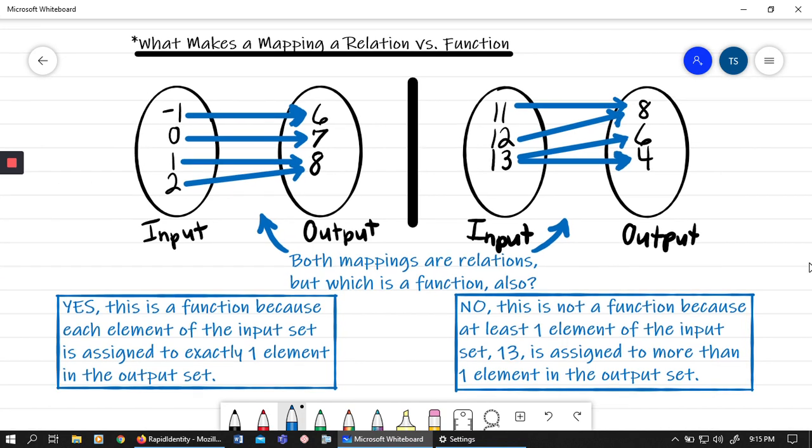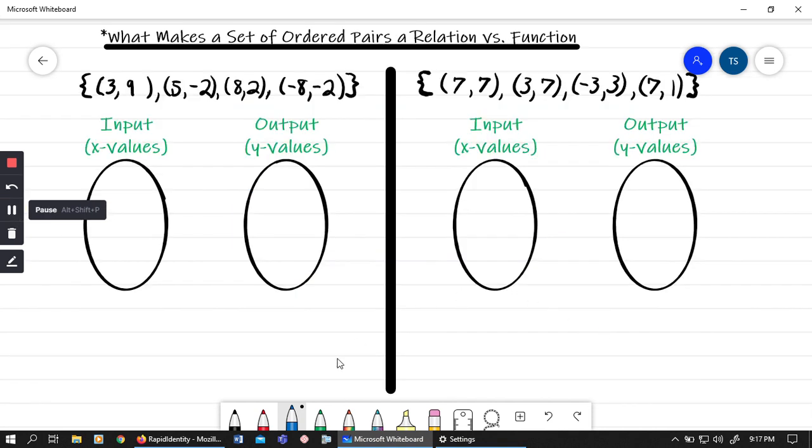So next up, we're going to take a little look at ordered pairs. When a relation is written or represented as ordered pairs, what makes that relation a function? What makes ordered pairs a function or not a function?